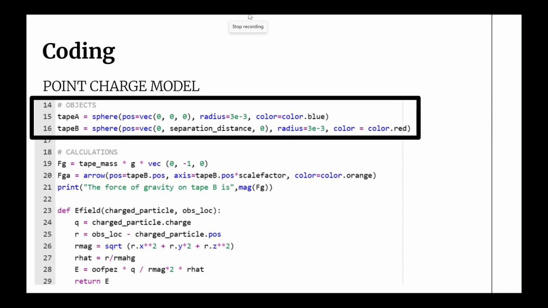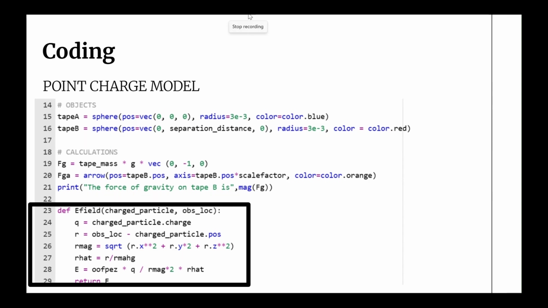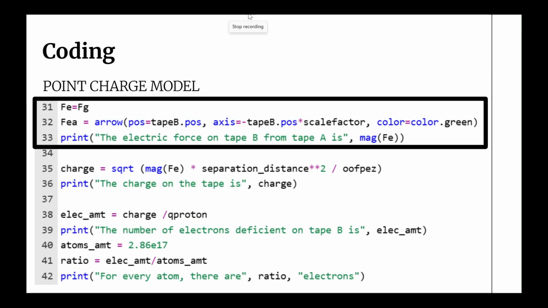I modeled both tapes as a point charge. The second part is the gravitational force vector. The next part is a function to calculate the electric field from different observation locations. This shows that the magnitudes of the electrical and gravitational forces must be the same.